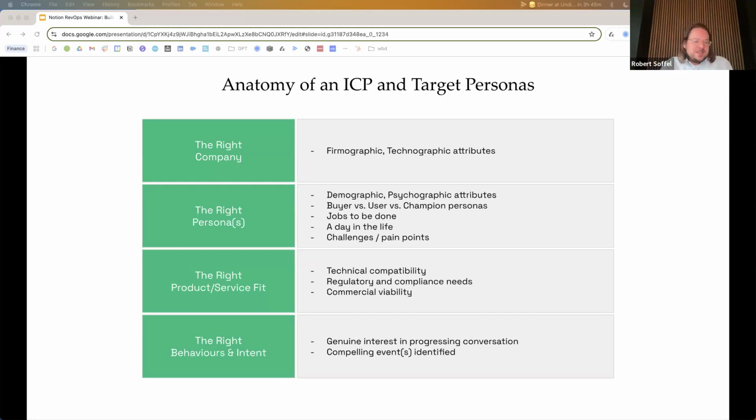The right product and service. I mean, this is a big one, right? If there's no fit for product or service, then it should never even be in the pipeline to begin with, right?